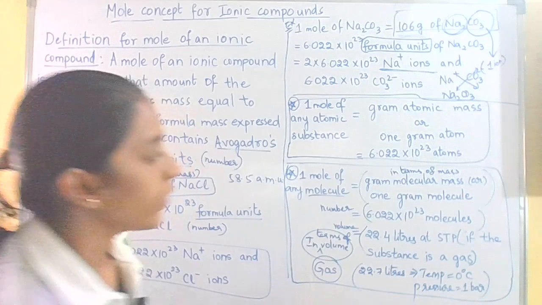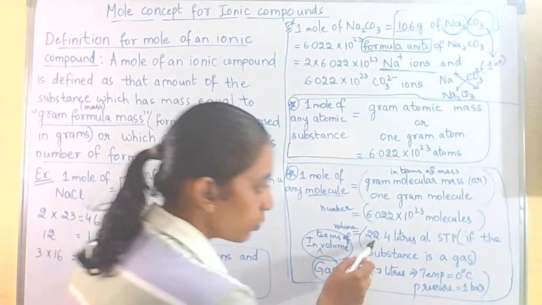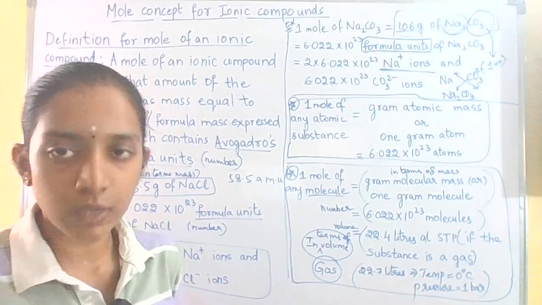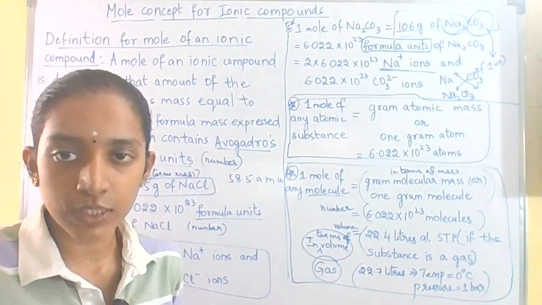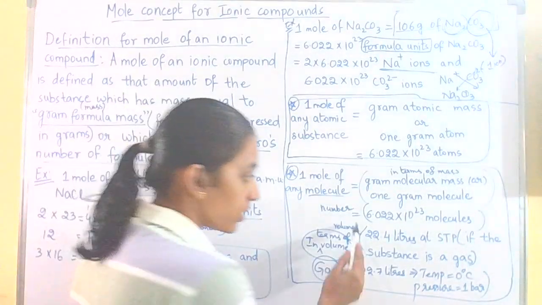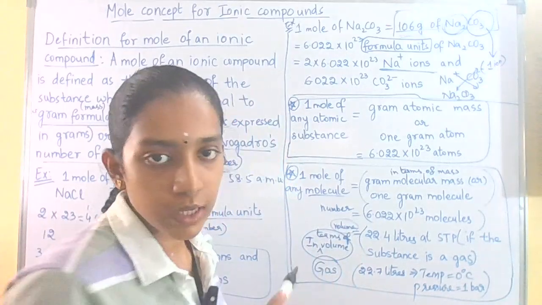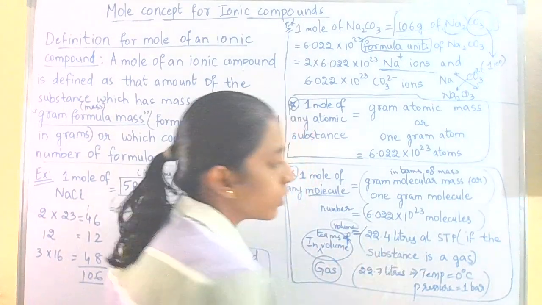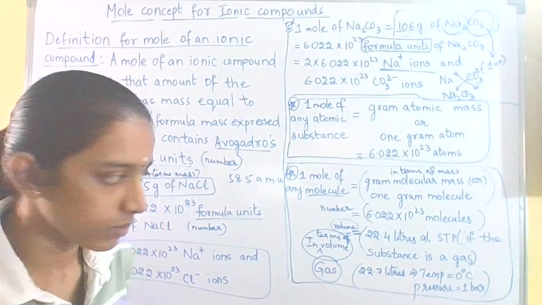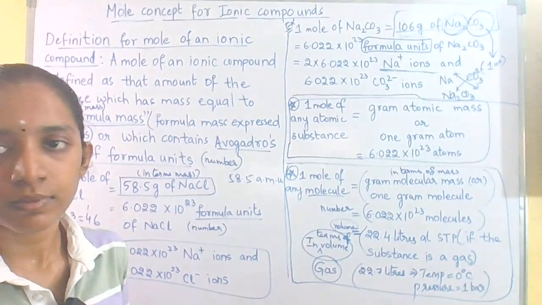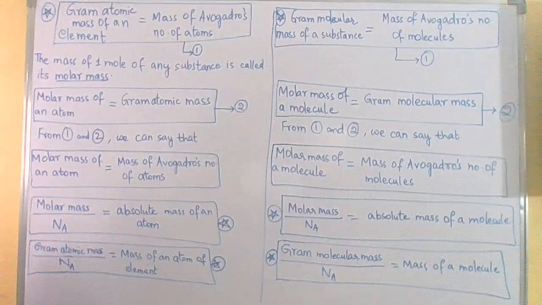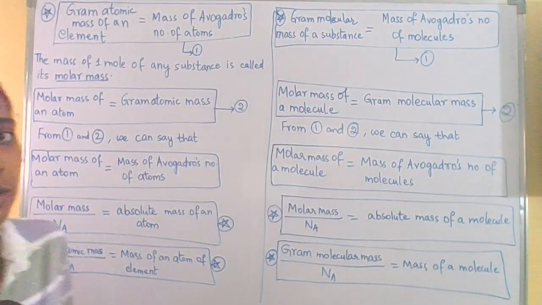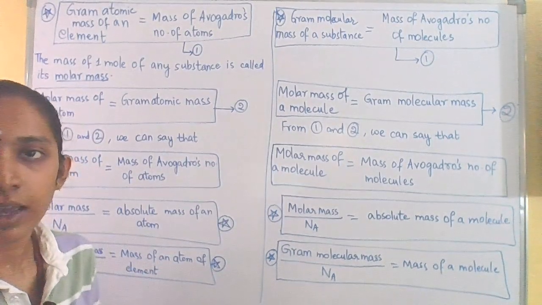How? 1 mole of any molecule is equal to 22.4 liters at STP if the substance is gas. If the given molecule is a gas like hydrogen gas, oxygen gas, nitrogen gas, then you have to consider mole in terms of volume, which is equal to 22.4 liters at STP, standard temperature pressure. Now we have seen about the mole concept in ionic compounds.